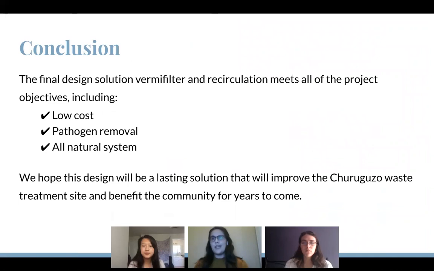To sum up our project, the vermifilters and recirculation meet all of the project objectives, including the low cost pathogen removal and an all natural system, as well as including some additional benefits such as being able to reuse the vermifilter material. We hope that this solution is something that will be able to improve the Churubusco site as well as other small rural wastewater treatment sites in the Ecuador area and can benefit the community there.